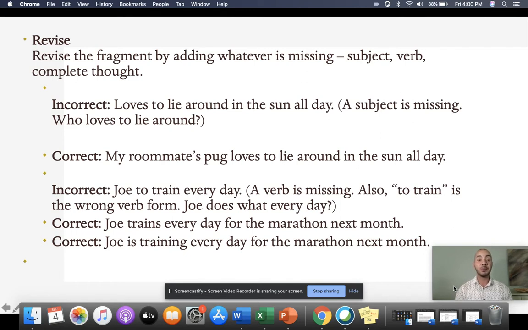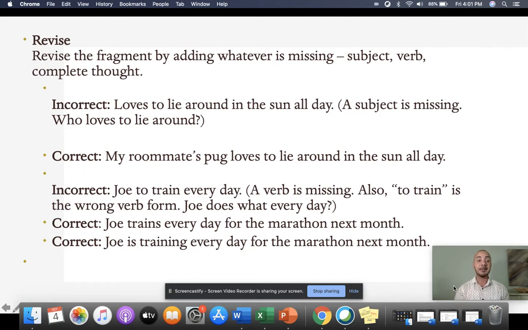Well, in this case, we have a verb, loves, or the verb phrase loves to lie, and we have a descriptive part of the predicate, but we're missing the subject. We don't know who is doing the lying or who is doing the loving. And so to correct that sentence, we need to add a subject to it. The corrected version reads, "My roommate's pug loves to lie around in the sun all day." My roommate's pug, or her dog, is now the subject of the sentence.